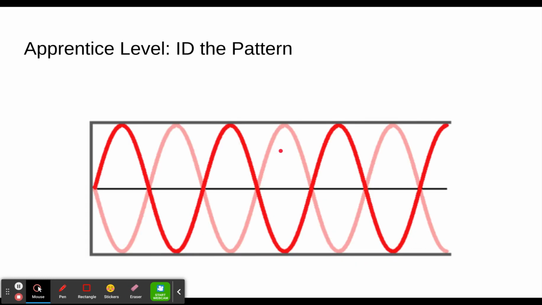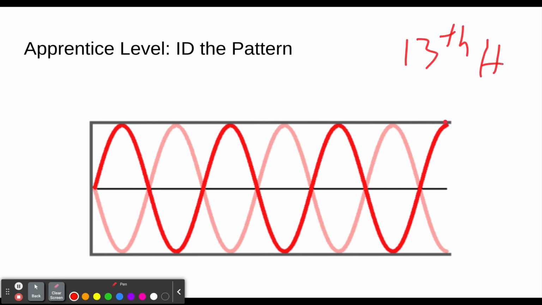So here, remember, a quarter of a wavelength is a harmonic. If we want to look at actual quarter wavelengths, that lets us count it. So there's 1, 2, 3, 4, 5, 6, 7, 8, 9, 10, 11, 12, 13. Okay, so this is the 13th harmonic. I'll just put H.